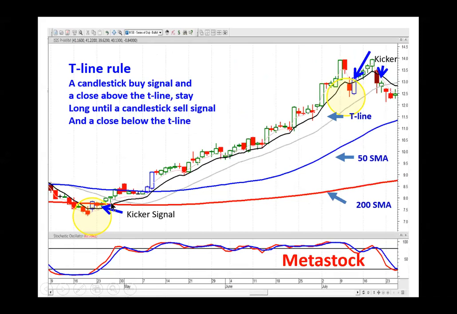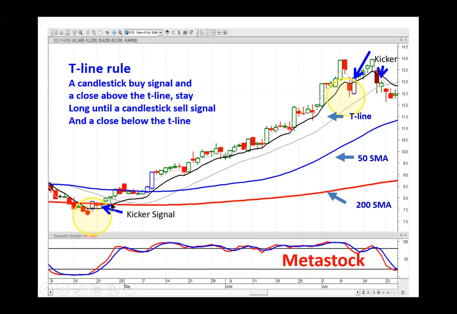Now, as you can see, my charts are relatively simple. I've got the 200 and the 50 simple moving averages, or daily simple moving averages, on the chart. That's not because we use those moving averages to make our decisions. We use those moving averages to see what everybody else is doing, making their decisions at those levels.